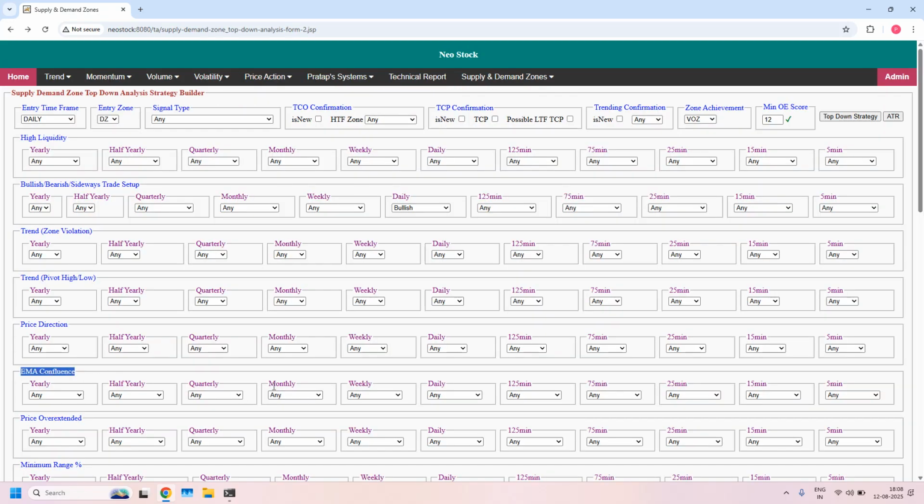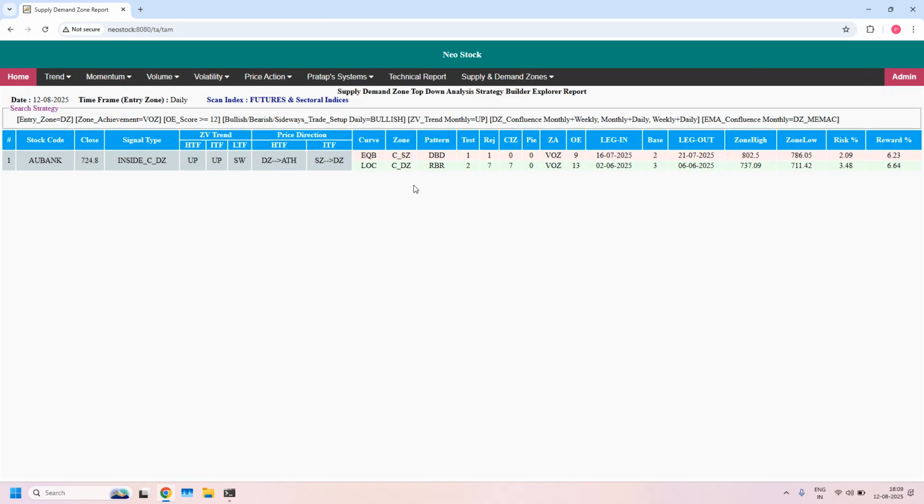In the EMA at monthly, because daily and weekly together are part of the monthly demand zone, we are checking whether the monthly demand zone has monthly EMA. When you are checking EMA confluence, trend should not be sideways. One stock is having sideways trend. We don't want that stock. That's why in the trend on the monthly, I'm checking only uptrend. I don't want sideways, because it is a bullish trade setup. Let's verify. We got one stock. That way, this daily demand zone is having more strong institutional order flows. Might be having.